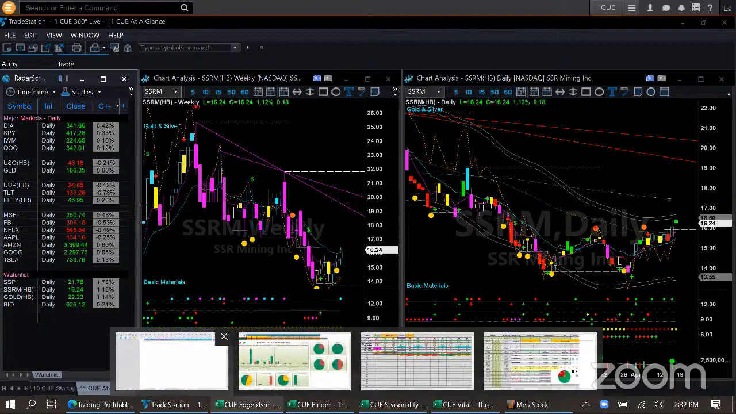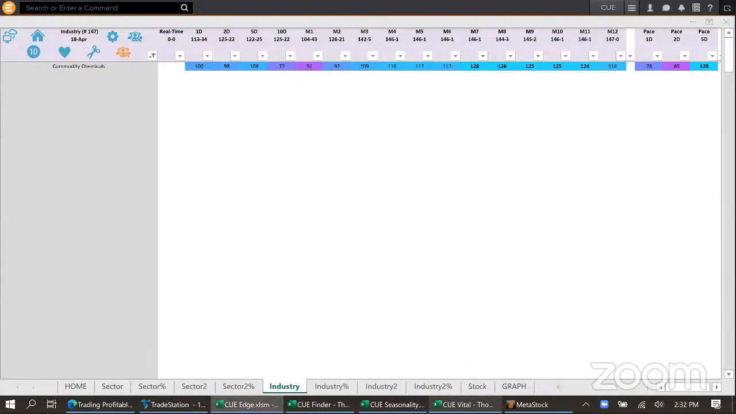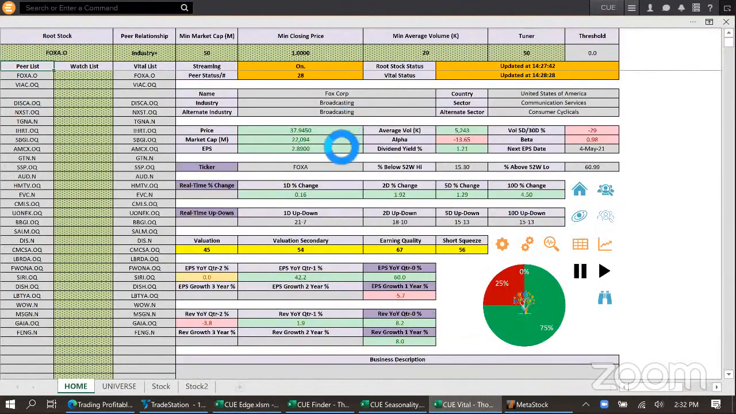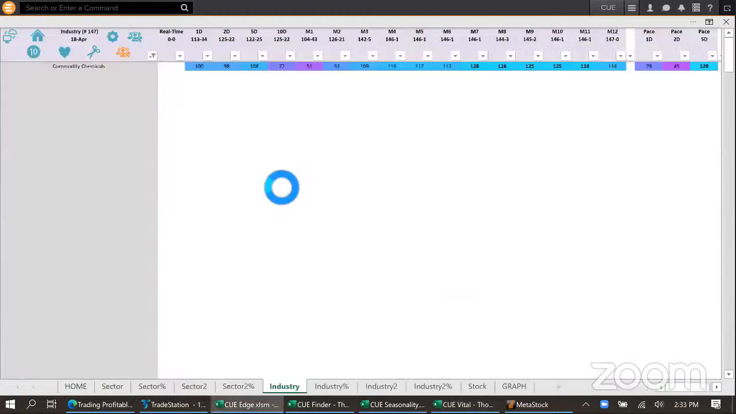Let's go back to QH. We were looking at FOXA, broadcasting. Great seasonality. Technicals are getting ready for a low risk entry point. Fundamentals are good enough for buying. Just waiting for the broadcasting industry, and QH is taking a long time. Okay, it is about to come back, is it? Never mind. If it takes too long, I'll not wait for it.